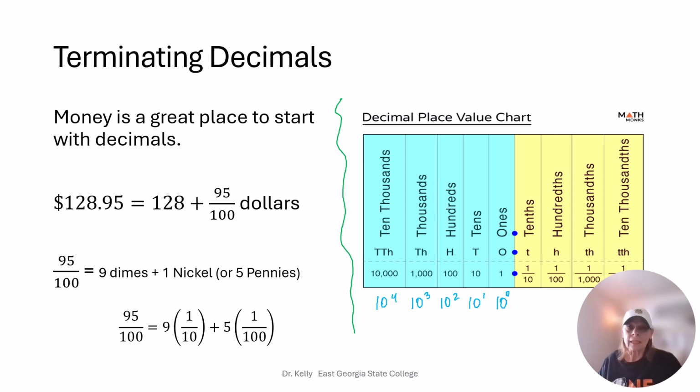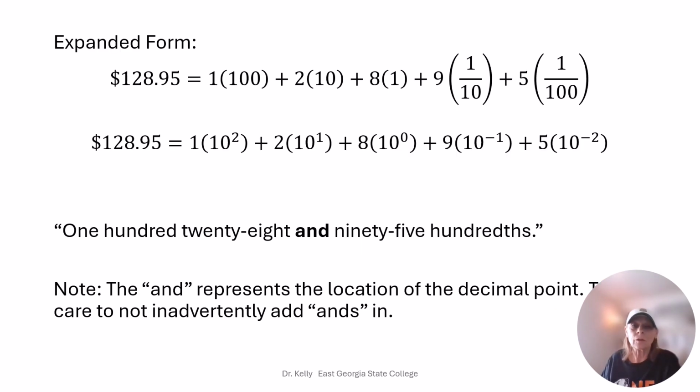Also, the tenths, 1/10 is 10 to the -1, 1/100th is 10 to the -2, 1/1000th is 10 to the -3, and 1/10,000th is 10 to the -4. So continuing on with our example from the last slide with our $128.95, I've written it out in expanded form here. And then I've also extended it here to the powers of 10.